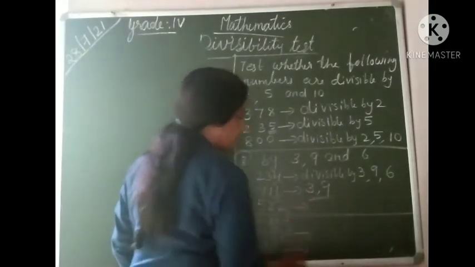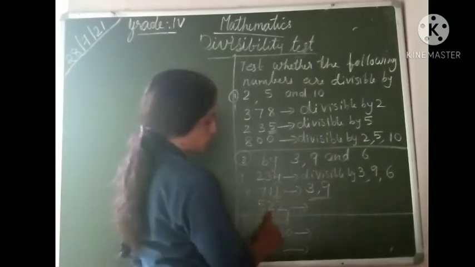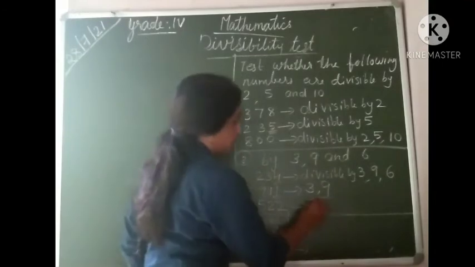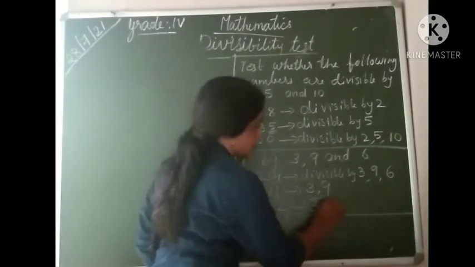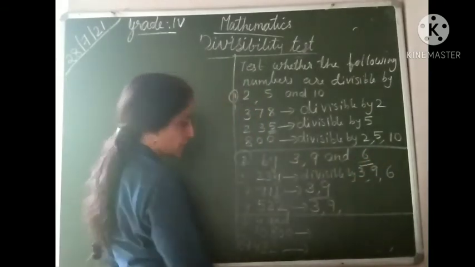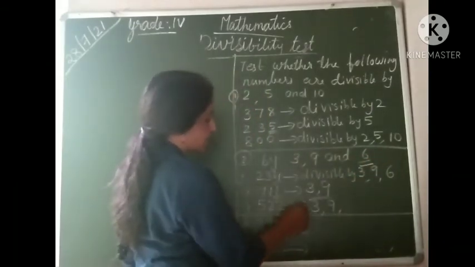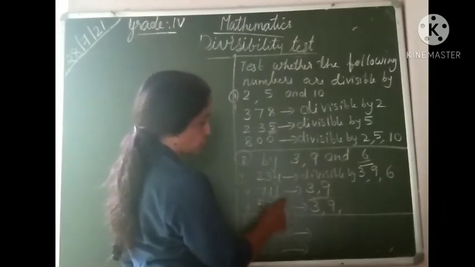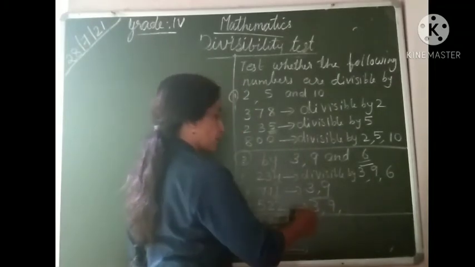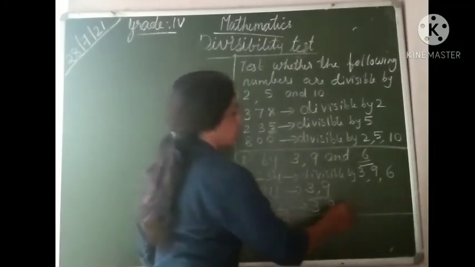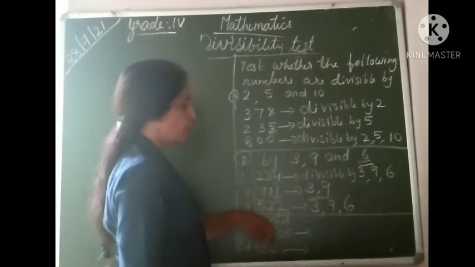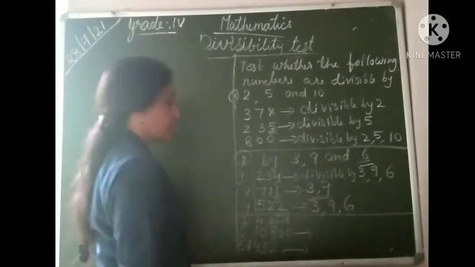What about 522? Yes, 5 plus 2, 7. 7 plus 2. Here also sum is what? 9. Therefore, this number is divisible by 3. This number is divisible by 9. Is it divisible by 6? How can we check? By checking the ones place number. What is the ones place number? 2. When 2 comes, we can say that number is divisible by 2. And also this is divisible by 3. Therefore, we can say 522 is divisible by 3, 6 and 9.